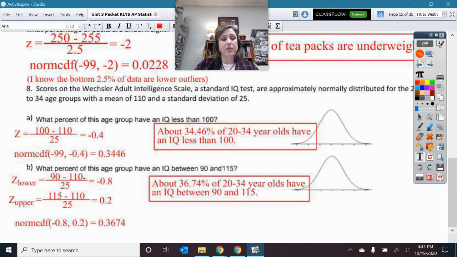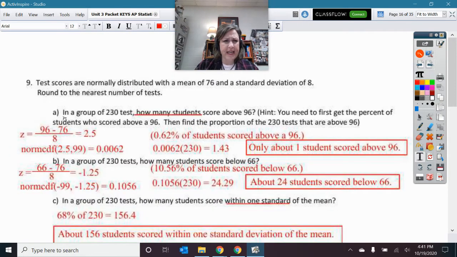So you then found the z-score for the lower value and the z-score for the upper value. And then you used normalcdf to get the area in between those two z-scores. All right, next we had 230 tests. How many of those students scored above a 96?